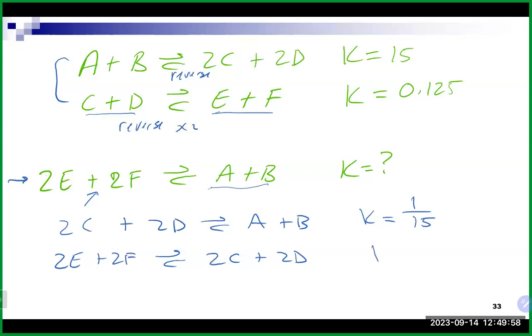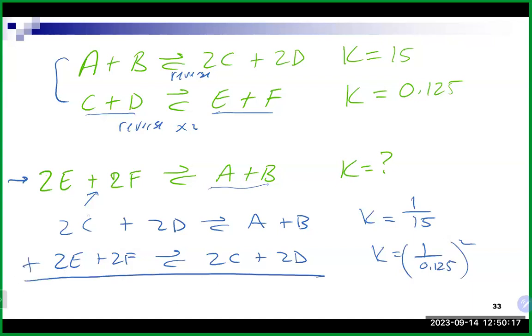Now I did a couple of things here, right? I reversed it, which means I go 1 over the K value. I also multiplied it by 2, which means I then need to square it as well, right? Again, you want to keep track of everything. I'm out of room on the board, so hopefully I did this right. We should end up with 2C and 2C canceling, 2D and 2D will cancel as they're on opposite sides. We'll end up with 2E plus 2F goes to A plus B. So that's good.